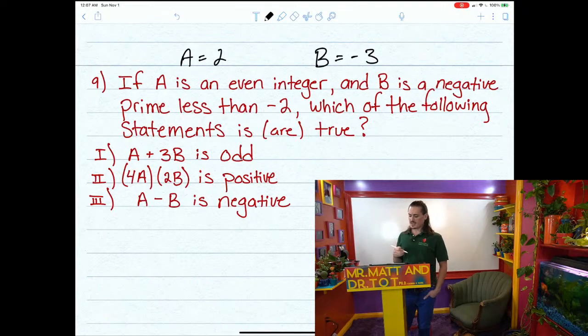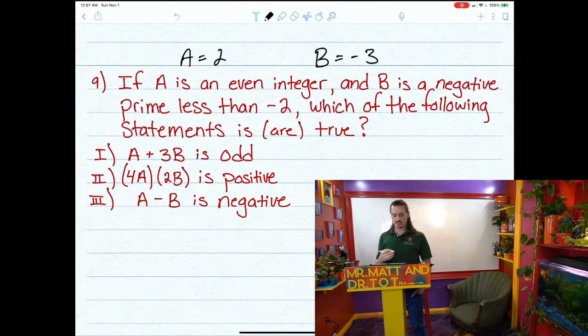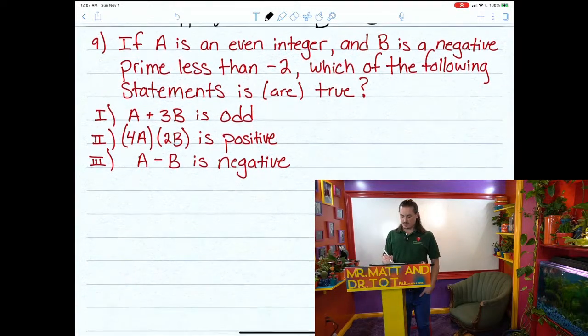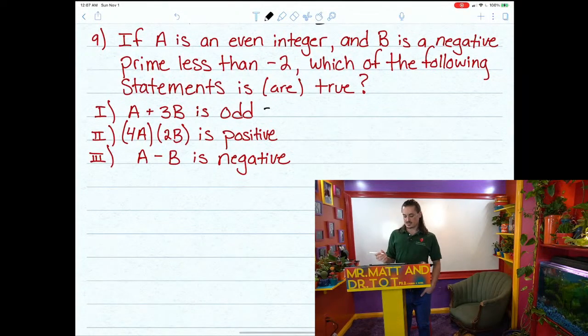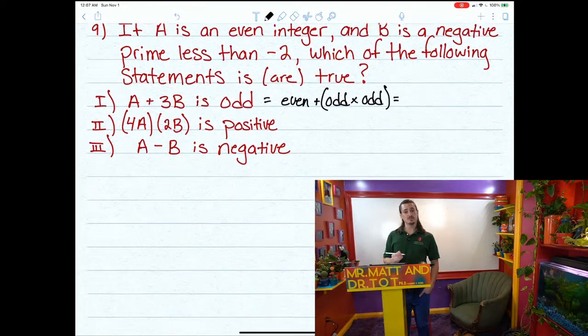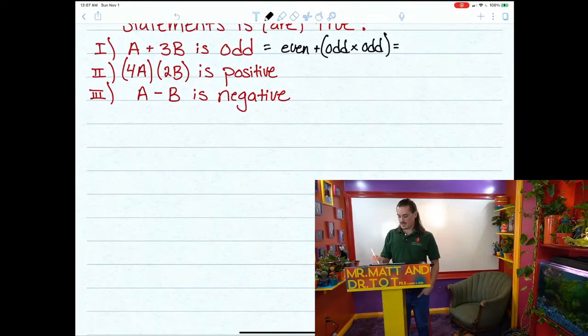So you could say a is equal to positive 2 and b is equal to negative 3, and you could evaluate here. You also know that a is even and b is odd. So if we were to evaluate conceptually, we'd have an even plus 3, which is an odd, times an odd. So an odd times an odd is an odd, and an even plus an odd will always give you an odd. So statement 1 is true.